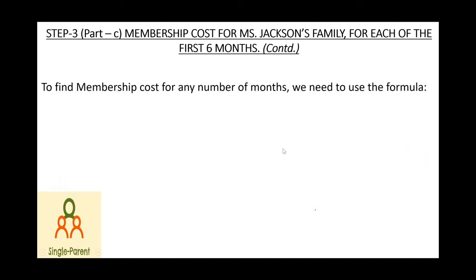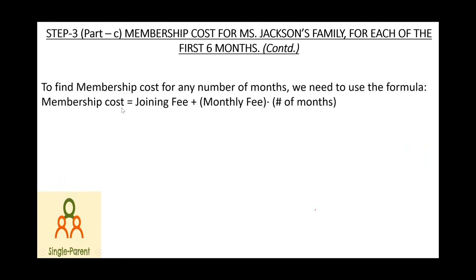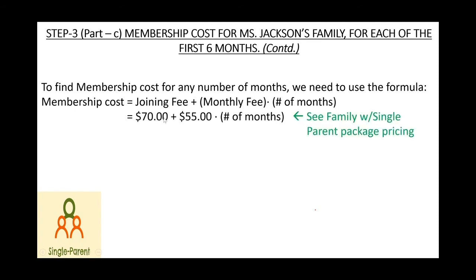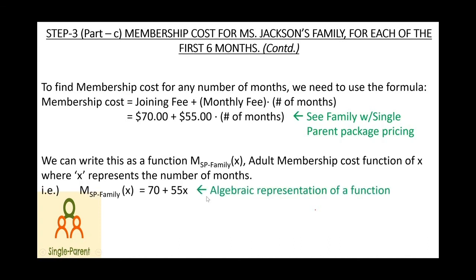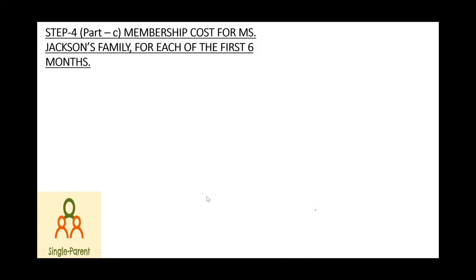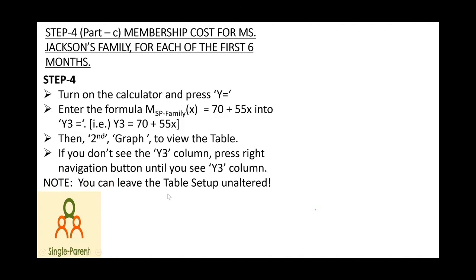So that's the function for membership cost. It is 70 plus 55 times the number of months, which I named membership sub single parent family, so SP family of X. So the function is 70 plus 55X. Now we are going to use the calculator. These are the steps we have to follow. This is similar to what we did for the adult and student package.